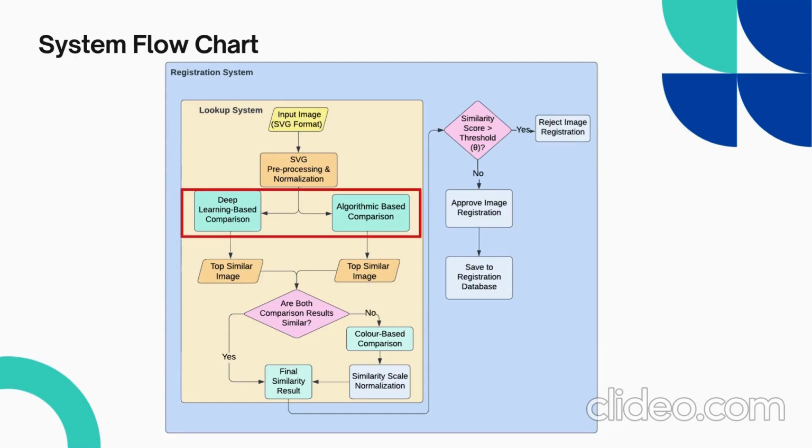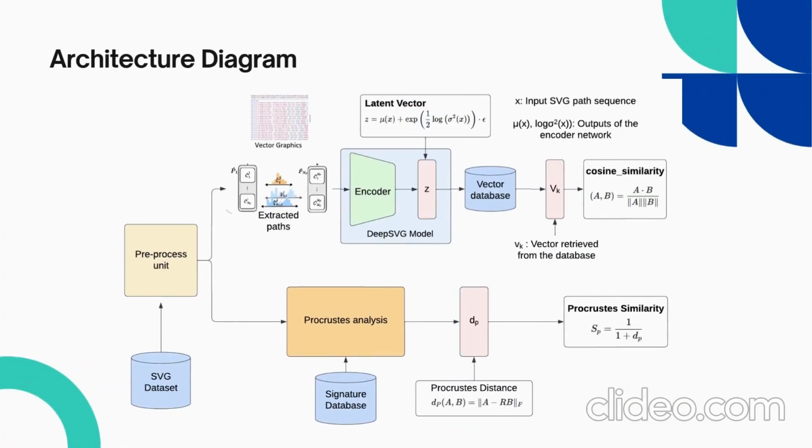The innovation lies right here, in this parallel processing step. By using both a deep learning approach for semantic understanding and an algorithmic approach for precise geometric matching, we leverage the unique strengths of each. This is our system's technical architecture.